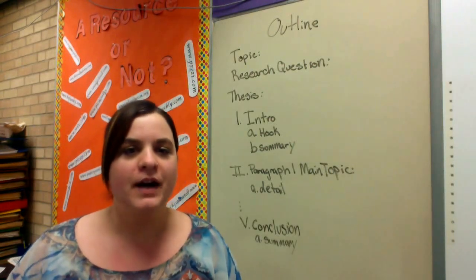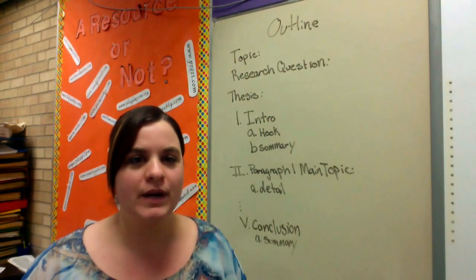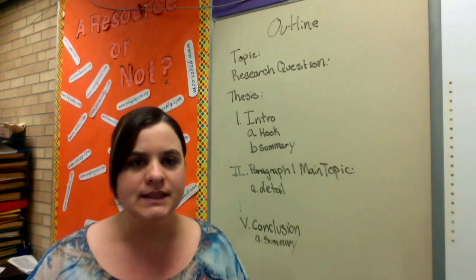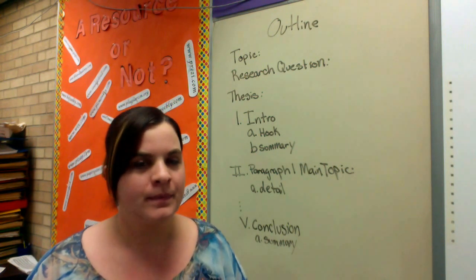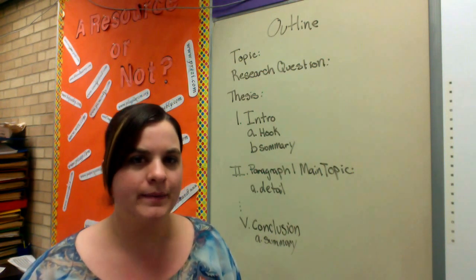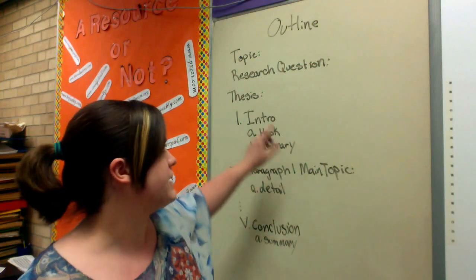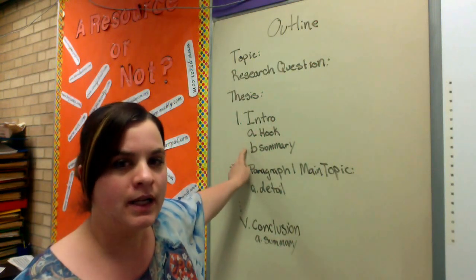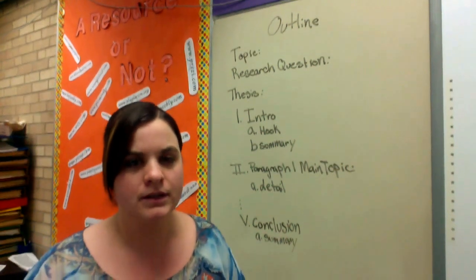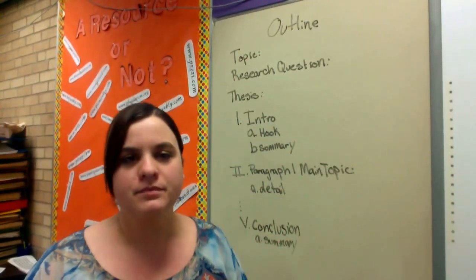Okay, I've got my sentences all written out and ready to put into my paper, but how do I organize them? This is where we take out our outline form. For example, for the academic fair, the requirements for our paper are to have an intro with a hook and a summary of what we learned and a conclusion with a summary of what we learned. So we can start with that.